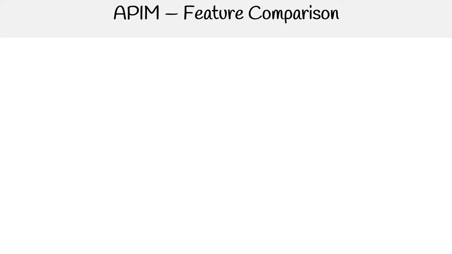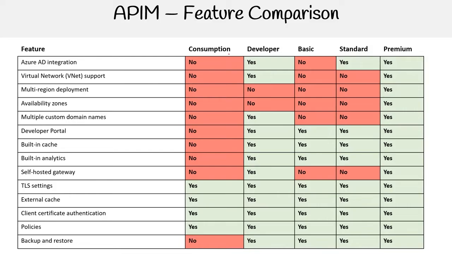All right, let's take a look at the feature comparison for APIM, because it's one of those services where there's a lot of features, but they're not always available to you depending on what plan, subscription, what kind of user you are. So let's take a look at how the features change based on what plan you're using. So across the top, we have consumption, developer, basic, standard, and premium. Red is what's not available for that particular plan. Green is what is. So for Azure AD, we do not have it for consumption or basic.